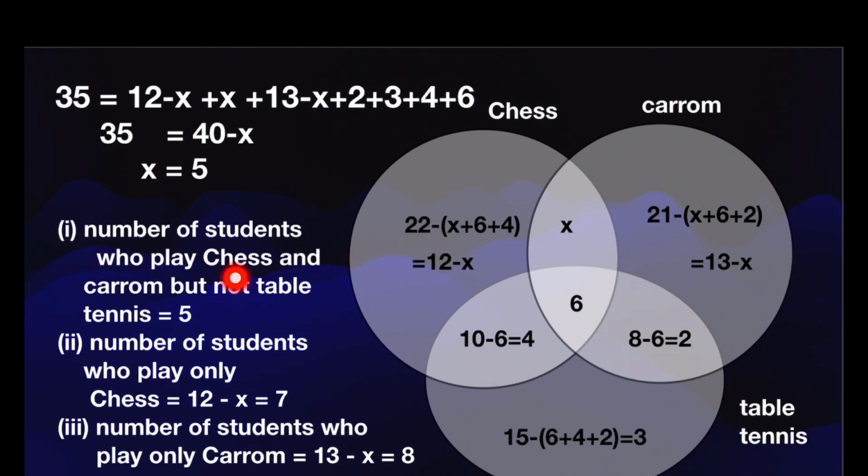Once you draw the diagram, you just have to find the number of students who play chess and carom but not table tennis. So chess and carom, they play this. Okay, chess and carom, but not table tennis. So we should not take this, only this. That is 5, we found out. Number of students who play only chess. Only chess means this area. That is 12 minus x. What is x? 5. So 12 minus 5 is 7. Number of students who play only carom. So this area, only carom, 13 minus x. x is 5, 13 minus 5 is 8.